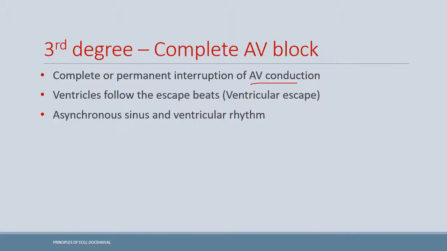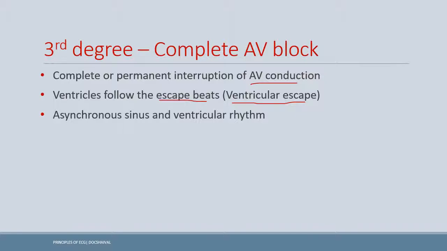Now if no impulse arises to the ventricles, obviously the ventricles would escape by having some pacemaker rhythms. Different pacemakers can be there. The pacemaker cells can be either the bundle of His, or even the Purkinje cells, or even the ectopic ventricular tissue cells itself. And the phenomenon is called ventricular escape. And the beats are called ventricular escape beats.